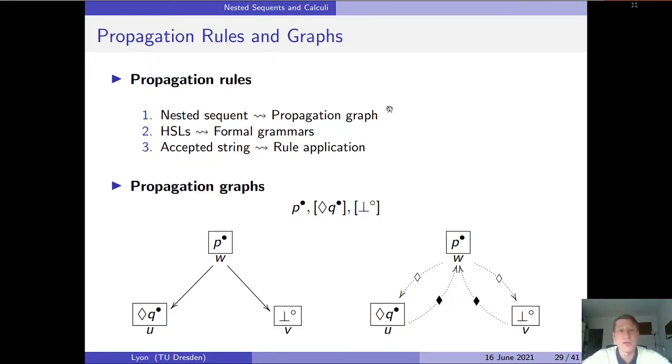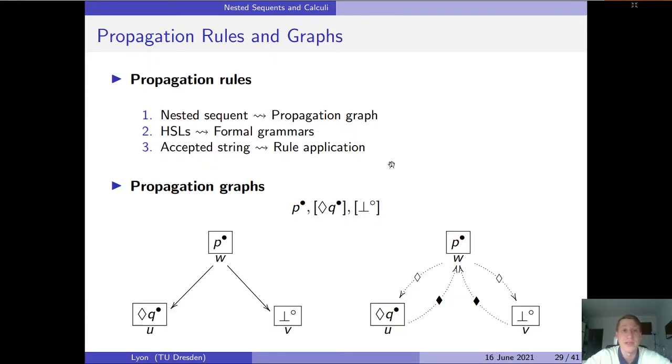So once we've transformed our nested sequent into a propagation graph, we then transform all of our Horn-Scott-Lemmon axioms into formal grammars. I'll show how to do that on the next slide. And if you can derive strings from these formal grammars, and these strings define paths within your propagation graph, then this tells you how you can propagate formulae in your propagation graph in a sound manner, which again corresponds to propagating formulae in your nested sequent, since the structure of the two are very similar. And then you can apply your rule and propagate a formula to a specific node.